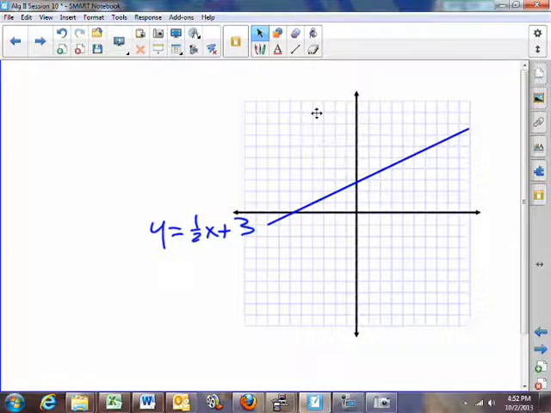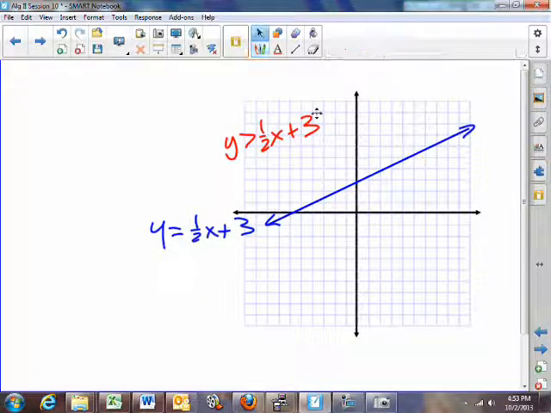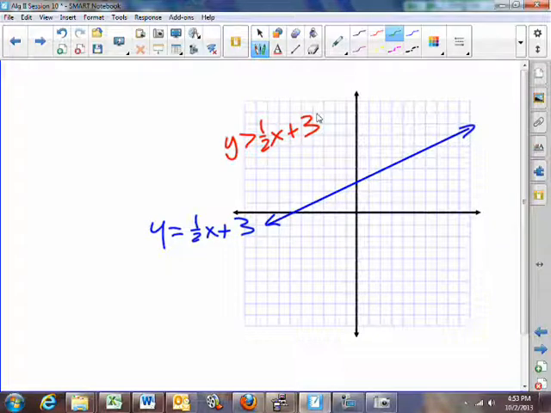Now, the line actually splits the plane into two halves. There is the half that is, quote, above the line, and there's the half of the plane that's below the line. It turns out that all the points in the half plane above the line satisfy the inequality y is greater than 1/2 x plus 3. And all of the points in the half plane below the line satisfy the inequality y is less than 1/2 x plus 3.